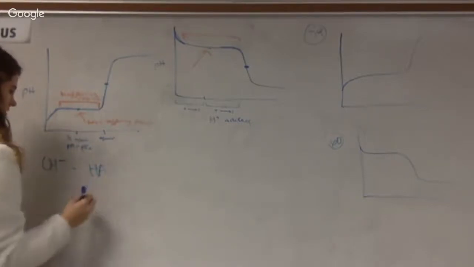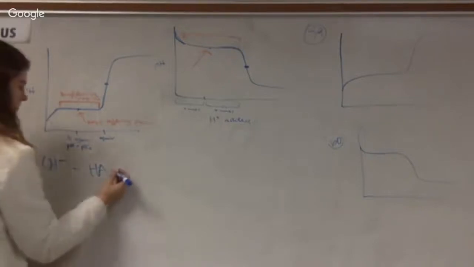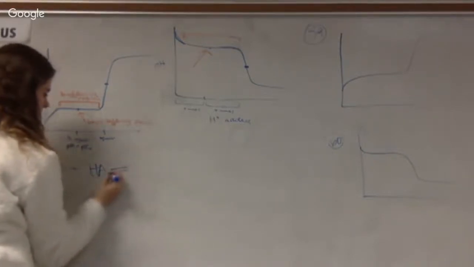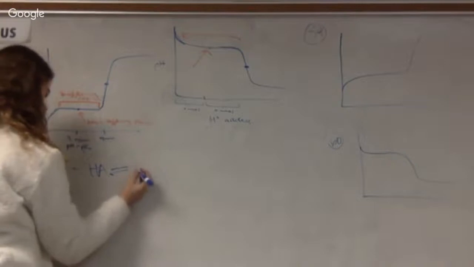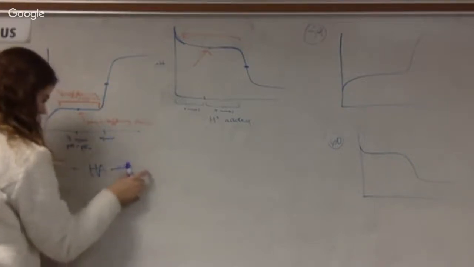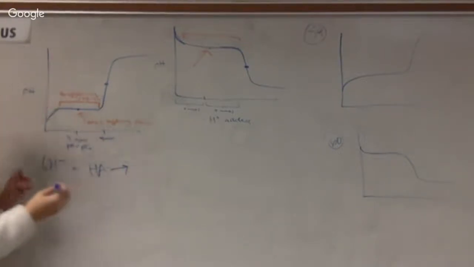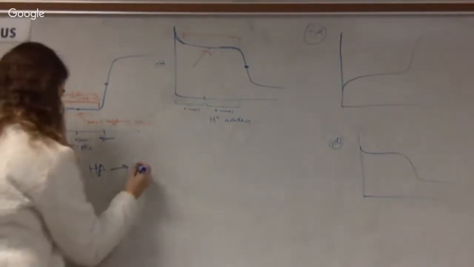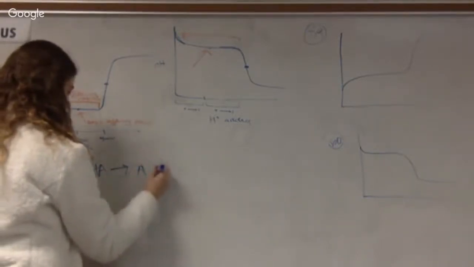Okay, so that HA represents every single weak acid in existence, yeah? And when it forms, it's a one-way street, hon. The big dog equation is always a one-way street. Okay, it's going to form A minus plus H2O.